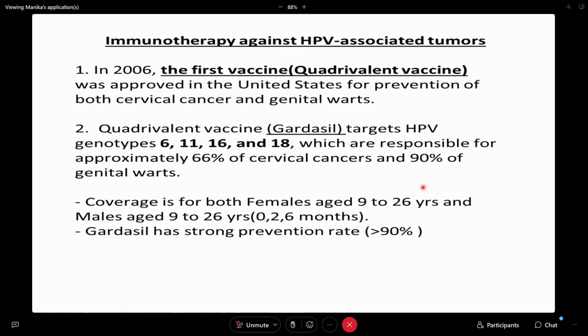The quadrivalent vaccine targets HPV genotypes 6, 11, 16, 18, four strains, which are responsible for approximately 66% of cervical cancers and 90% of genital warts. And this vaccine covers both females and males, females aged 9 to 26 years, and the same is for males. The quadrivalent vaccine has a strong prevention rate, more than 90%.